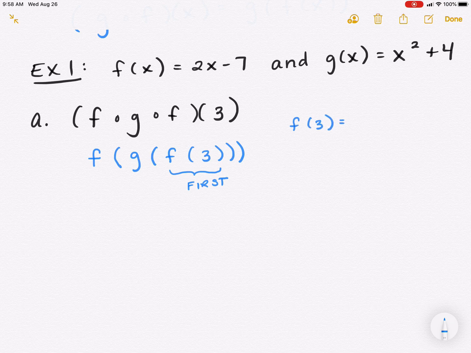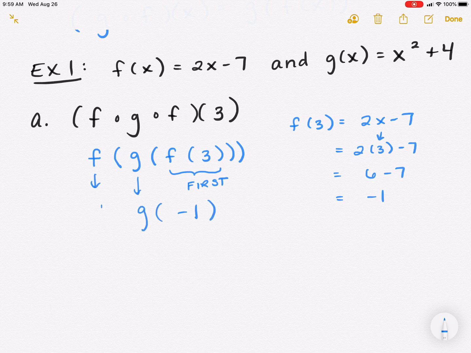Well, f of 3, if the rule is 2x minus 7, then that means that we're going to plug the 3 in for x, and we're going to perform this little operation. And I get negative 1. So this whole part right here, the f of 3, becomes a negative 1. And what I'm going to do is I'm going to bring down the g, and I'm going to bring down the f. Okay, and I'm just going to keep bringing stuff down. Now what I'm going to do second is now this is the inner function.